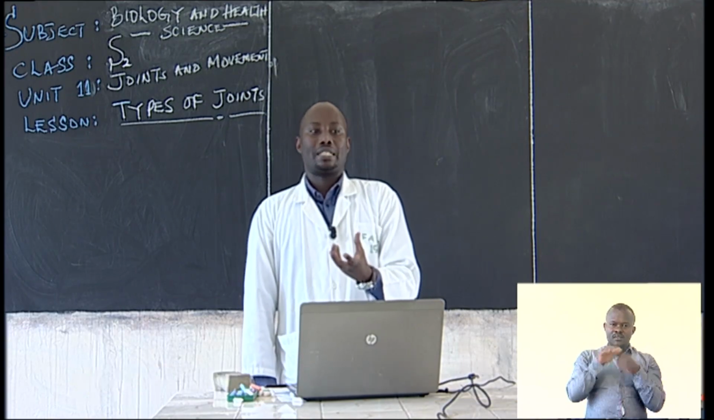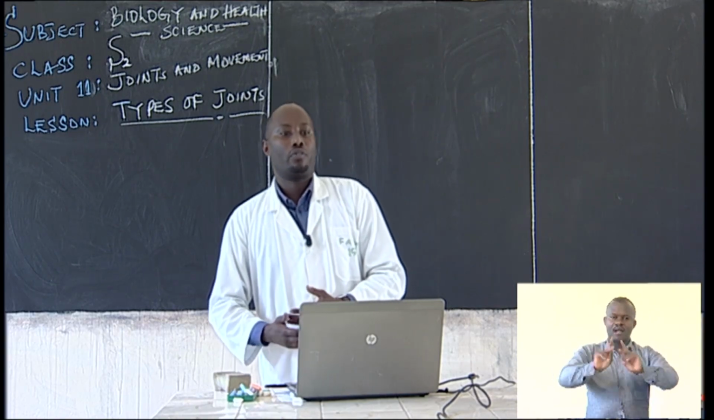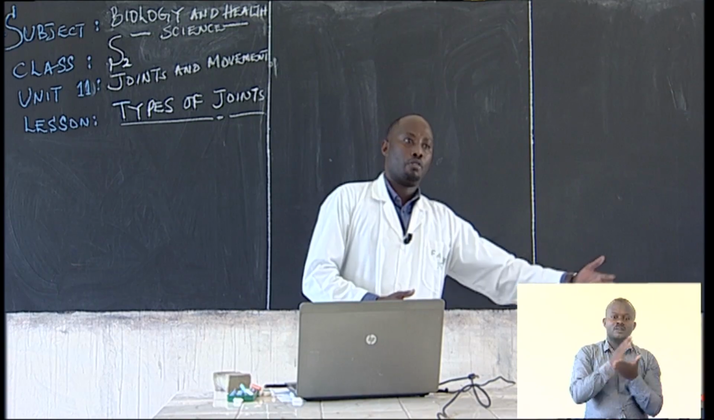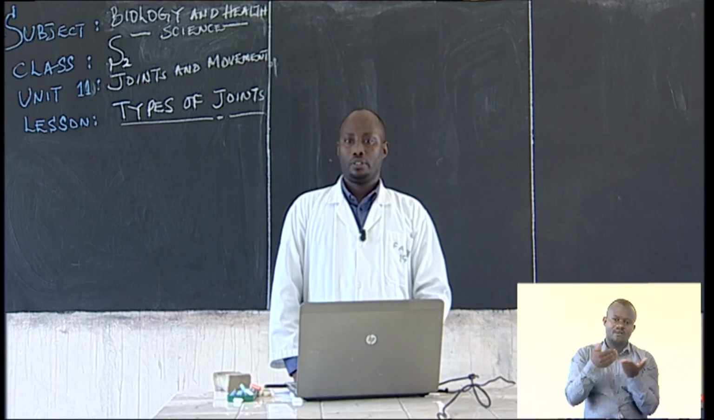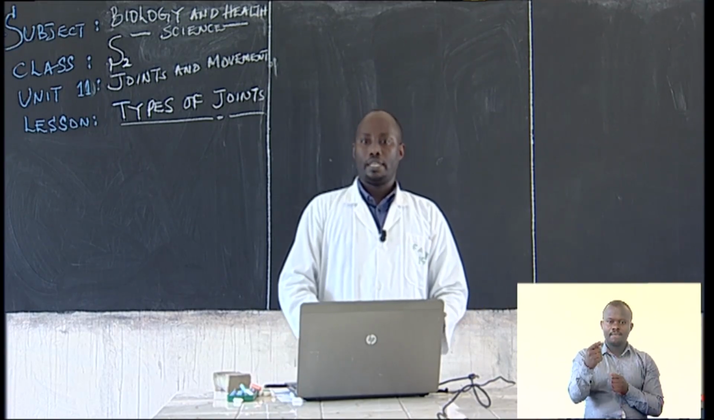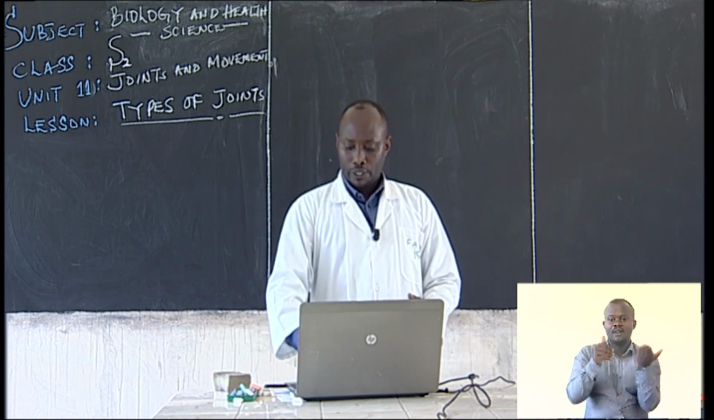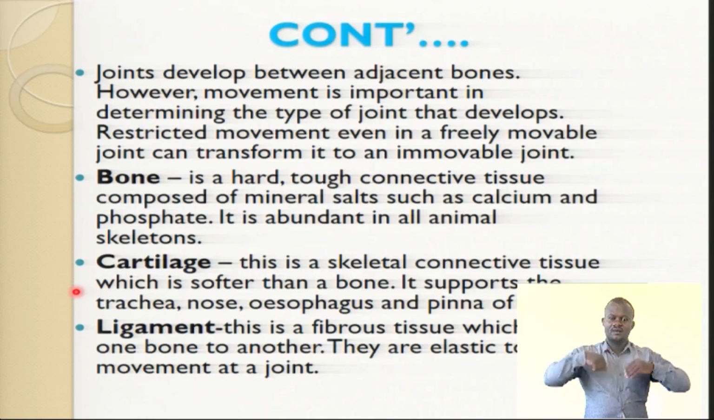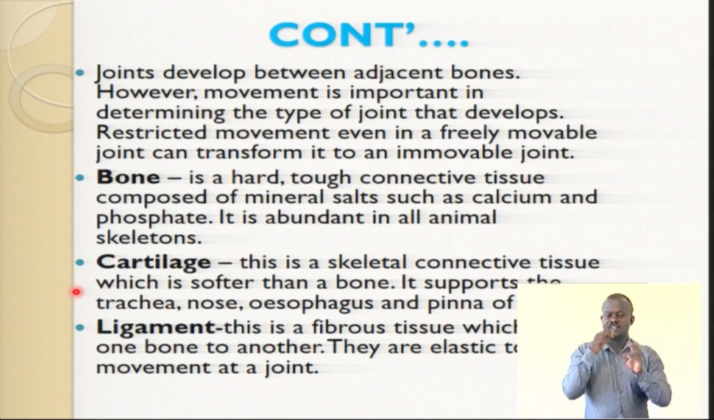Most joints only allow slight movement, while other joints allow free movement. Some normally allow slight movement, others normally allow all movement. So joints are very important as far as movement and locomotion are concerned. Let's talk about joints. They develop between 2 adjacent bones. When there are 2 adjacent bones, that's where a joint can develop. However, movement is important in determining the type of joint that develops.